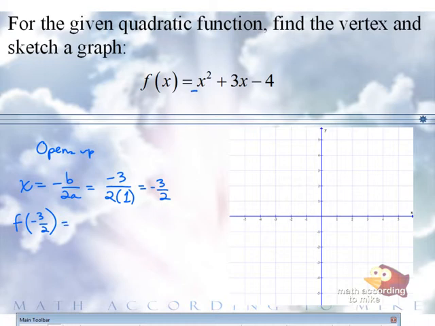So we'll need negative quantity 3 halves squared plus 3 times negative 3 halves minus 4.